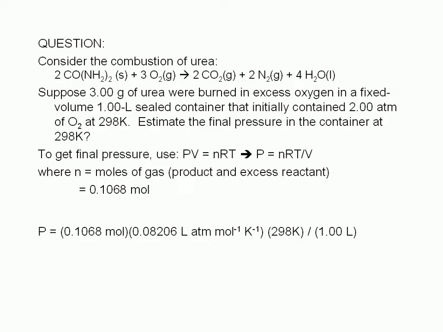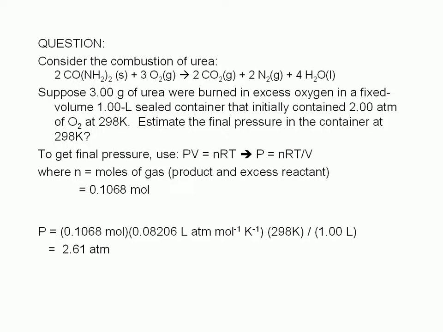The final pressure is equal to the total number of moles, 0.1068 moles, times R, 0.08206 liter atmosphere per mole per Kelvin, times the temperature, 298 Kelvin, divided by the volume, 1 liter. Carrying out the indicated calculations gives us an answer of 2.61 atmospheres. Note that we are only keeping 3 significant digits in the final answer.